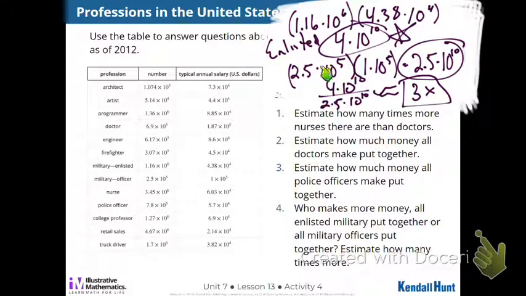Do they make 4 times as much money? 43,800 to 100,000. That's not 4 times more money. That's a little more than double. So I knew just looking, because there's 4 of these for every one of these. But then to get to how many times more, we'd have to do some more computation.